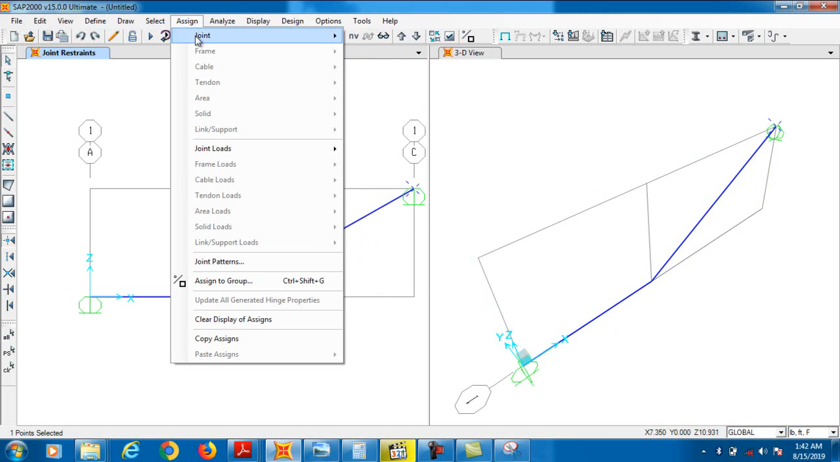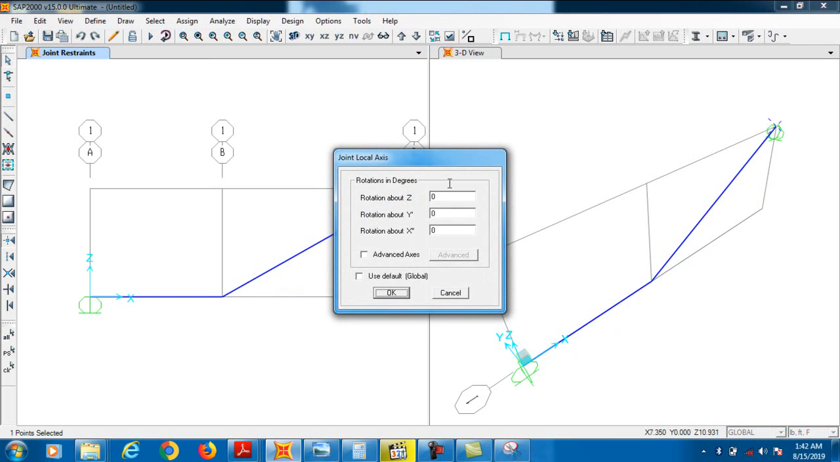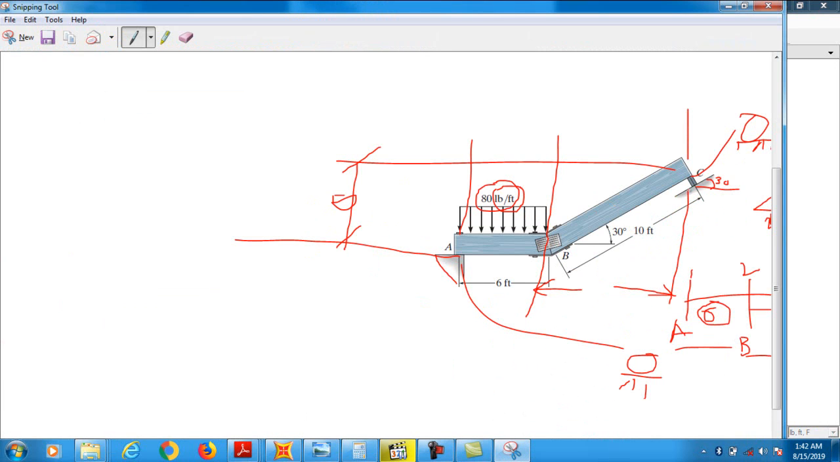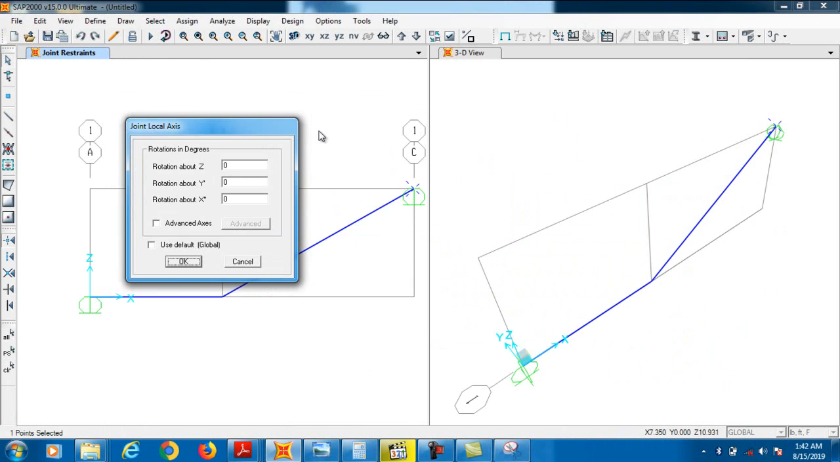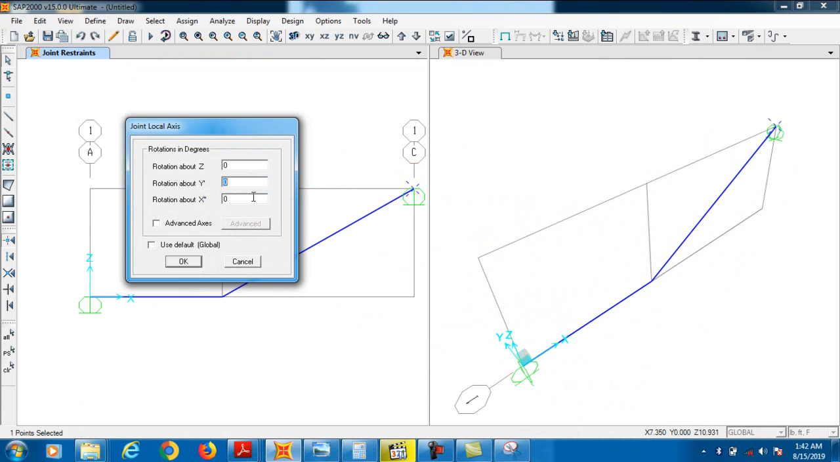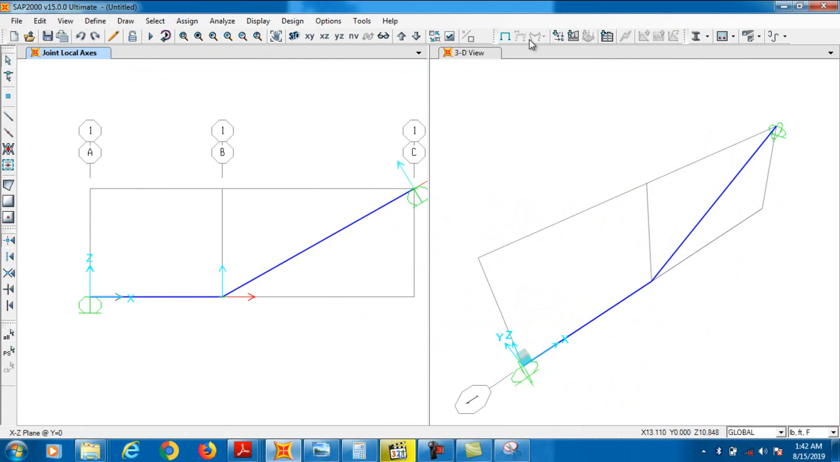So we need to rotate this joint. Select it, assign, joint, local axis, and make sure the rotation angle is 30 degree, but the rotation is anti-clockwise, so with a negative sign, and the rotation is about y-axis. So make sure you rotate the joint about y-axis, 30 degree. Okay, the joint is assigned.